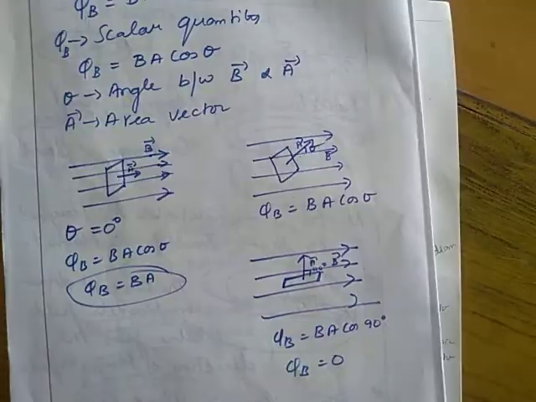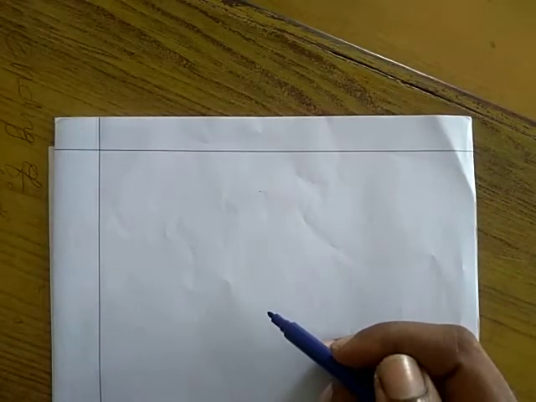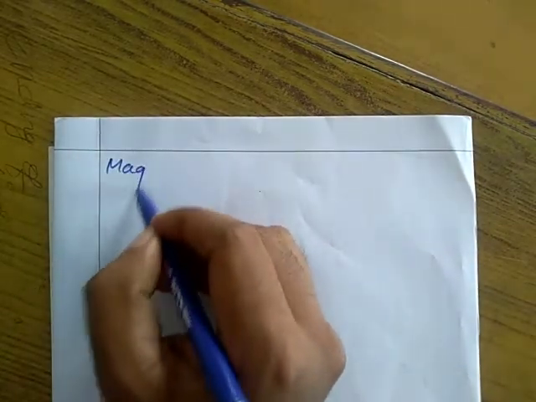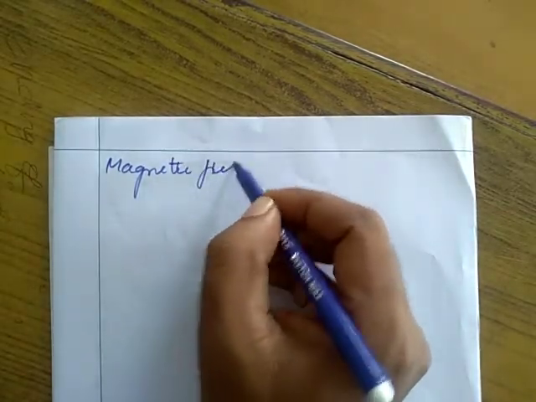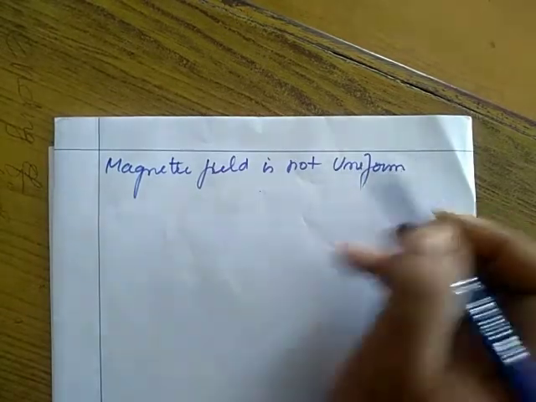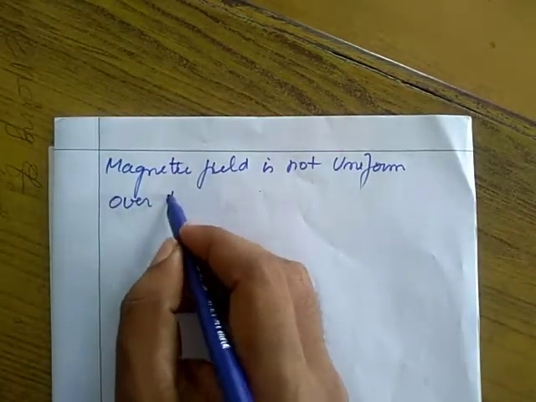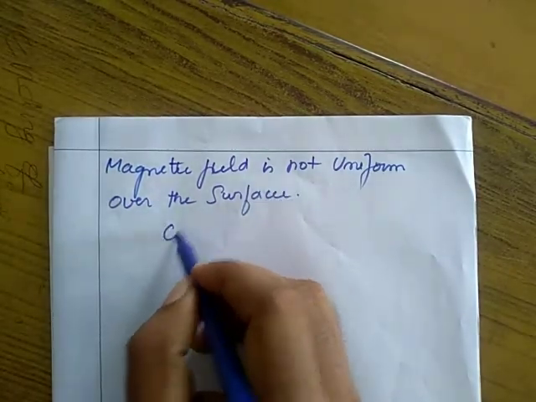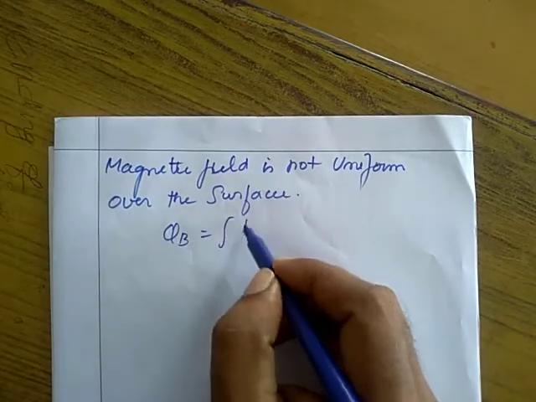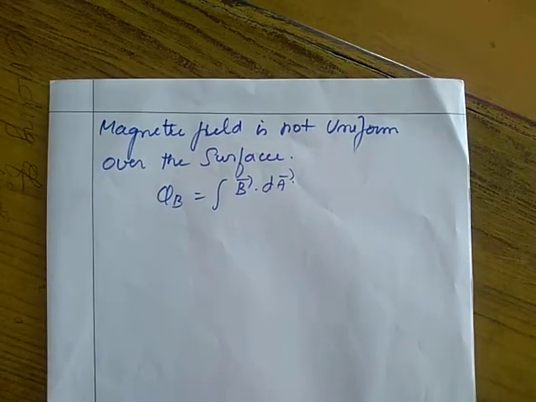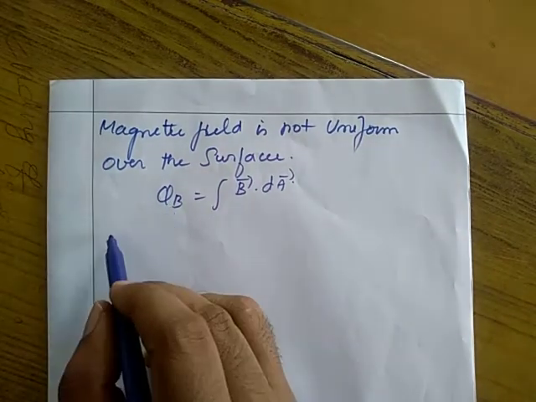If suppose the magnetic field is not uniform over the surface, for that case, listen, we consider flux phi B as the integral of B vector dot dA vector. Okay, we know very well the flux is a scalar quantity.